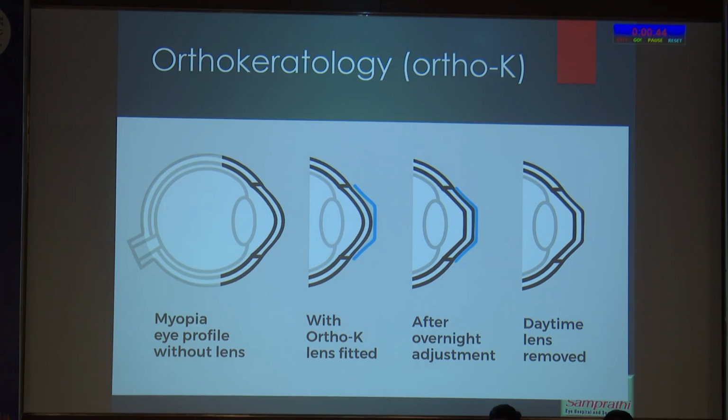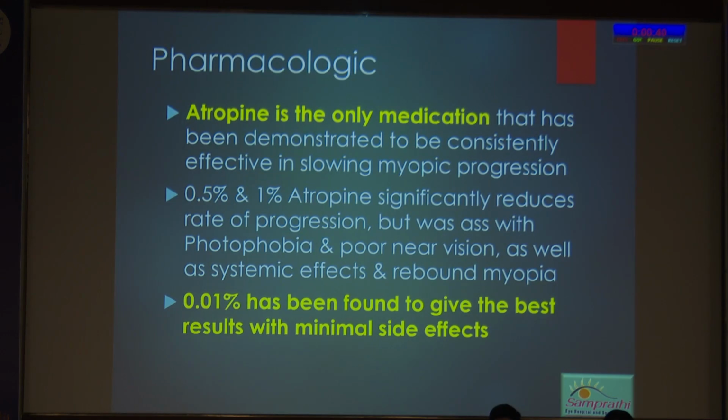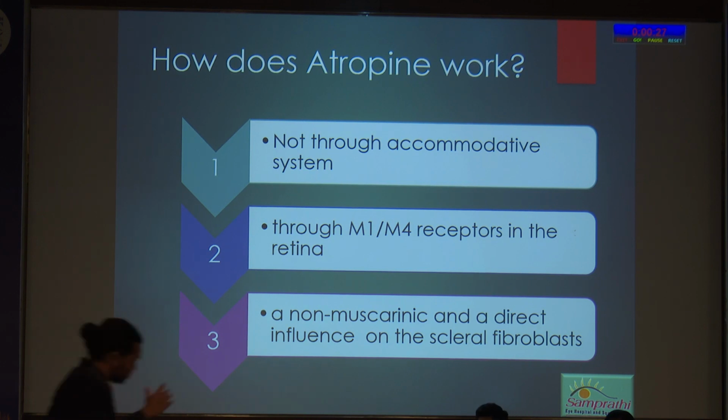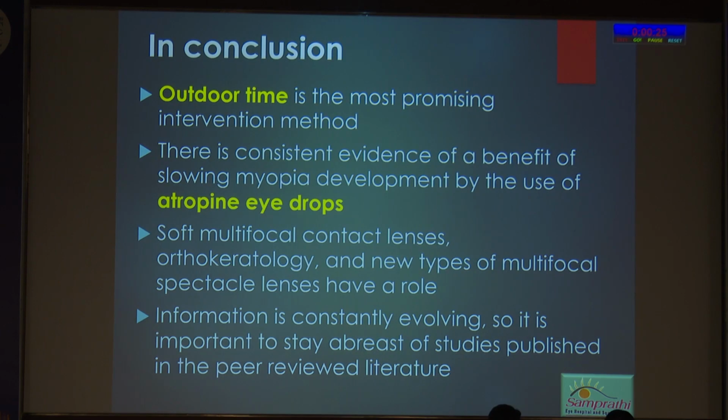Ortho-K lenses have also been used. I don't have much experience with ortho-K lenses, and atropine has been the most promising. 0.01% gives the best results with minimal side effects. Atropine works not through the accommodative mechanism, but through a non-muscarinic mechanism, with a direct influence on the scleral fibroblast.